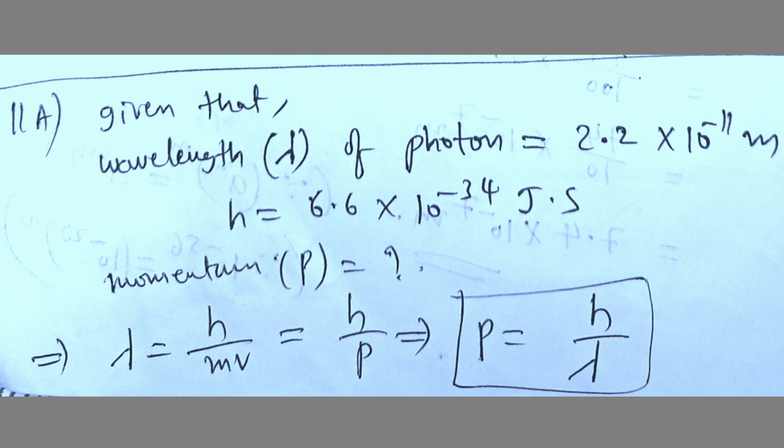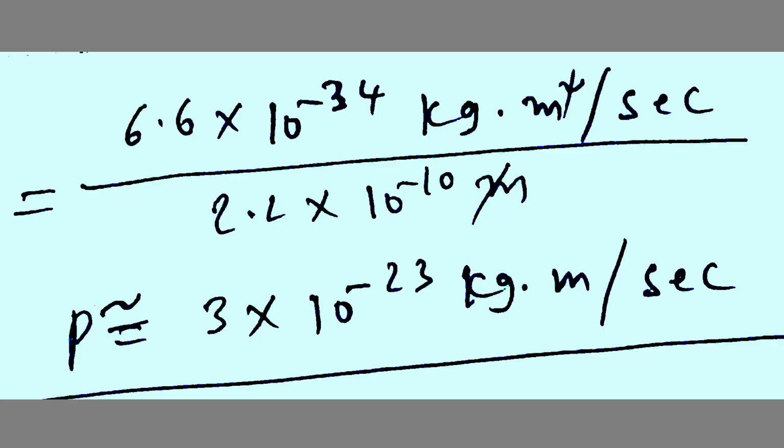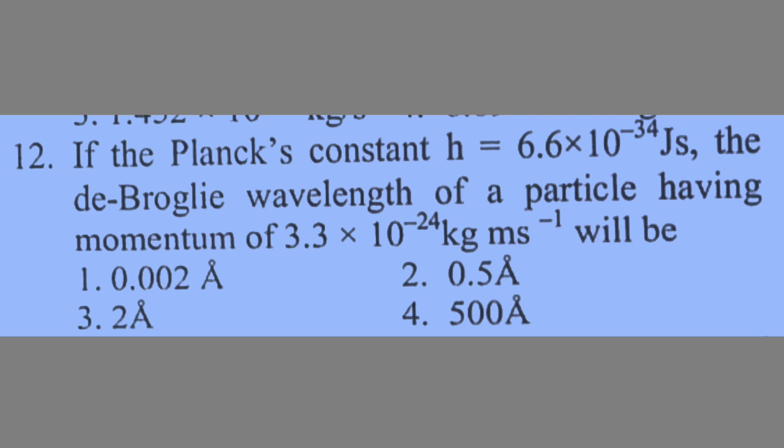Now we have to calculate the momentum. We know that lambda is equal to h by mv, that is equal to h by p. So we want p, then p is equal to h by lambda. Now we have to substitute all above values in this formula, then we get answer p is equal to 3 into 10 to the power of minus 23 kg meter second inverse.